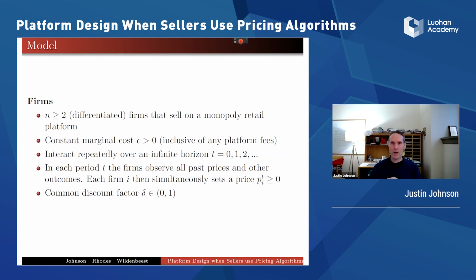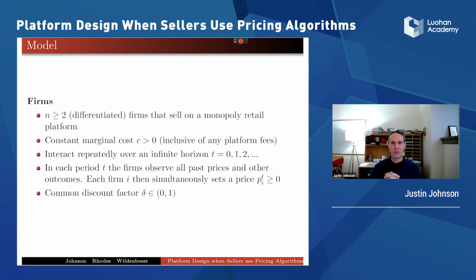Okay, so the theoretical model, I'm just going to give you a quick summary of it. There's some number of firms. They're symmetrically differentiated, and they sell on some monopoly retail platform, such as Amazon. They all have the same positive constant marginal cost.